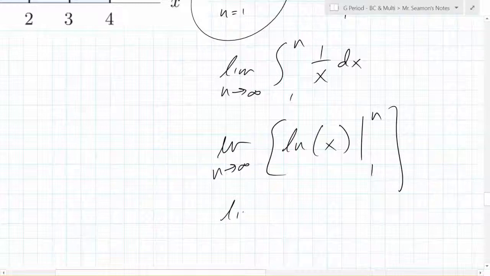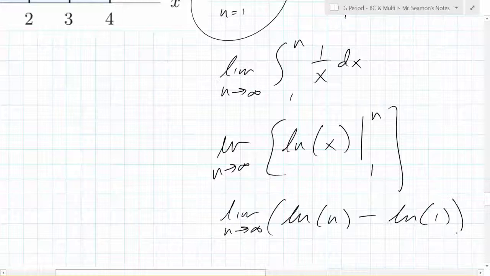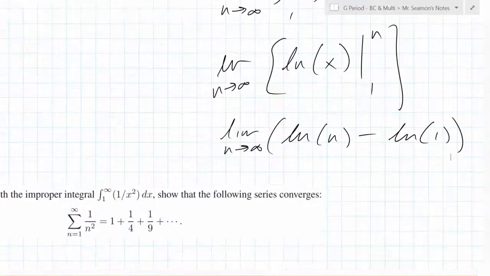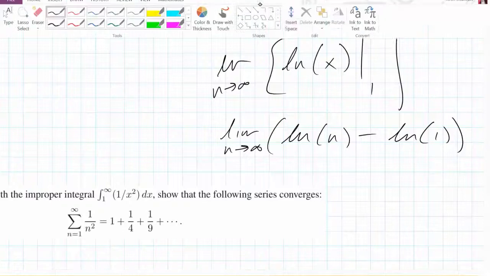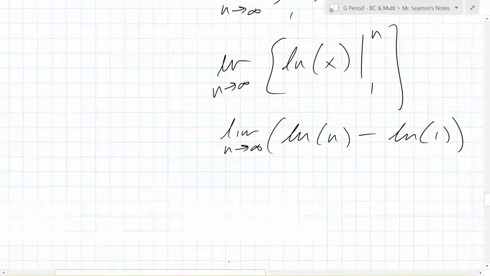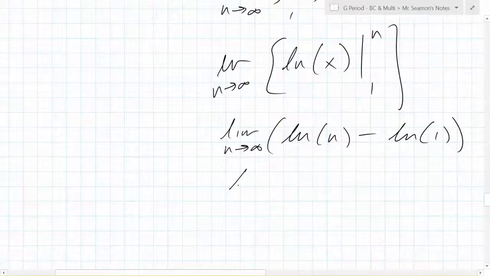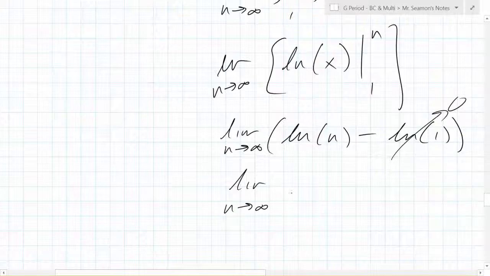So you get the limit as n goes to infinity of ln of n minus ln of, what is ln of 1? So this limit right here goes to the limit, because this goes to 0, as n goes to infinity of ln n, right? So what does this tell us? As n gets bigger, what happens to ln of n?